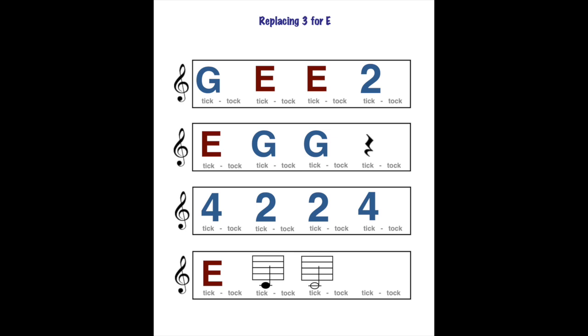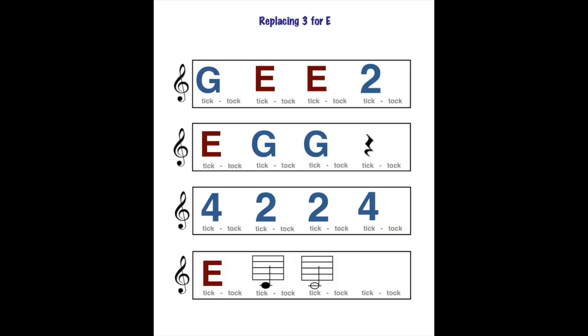1, 2, 3, G tock, E tock, E tock, 2 tock, E tock, G tock, G tock, rest tock, 4 tock, 2 tock, 2 tock, 4 tock, E tock, C tock, C tock, C tock.